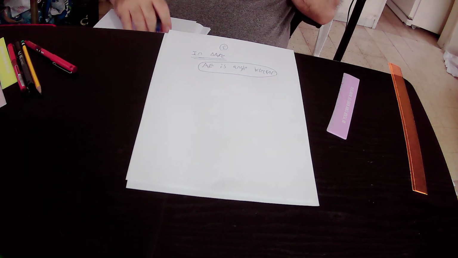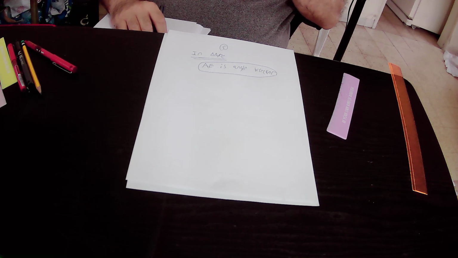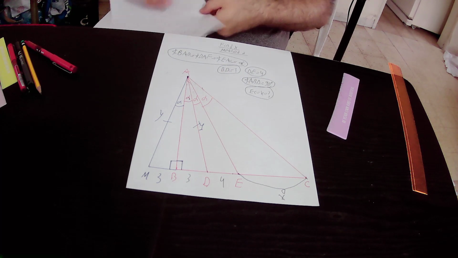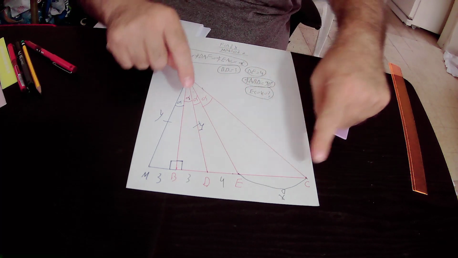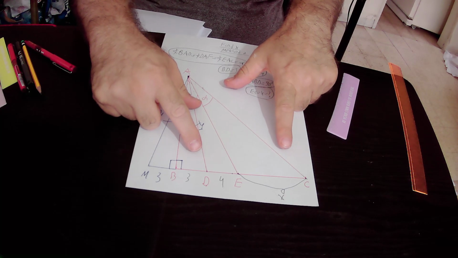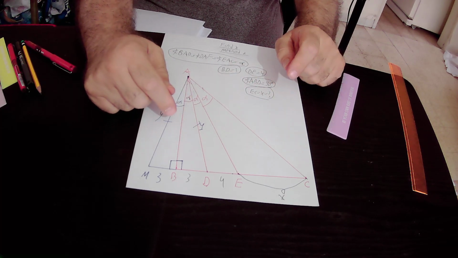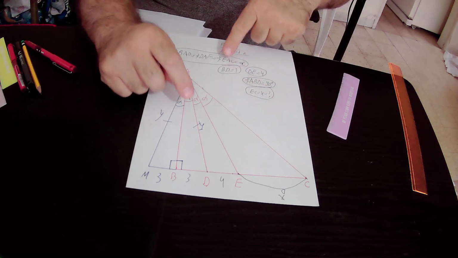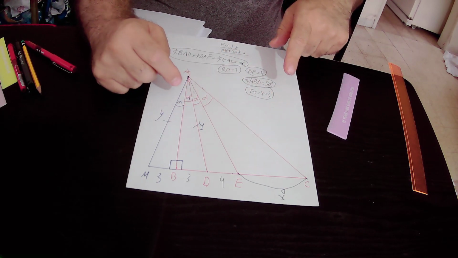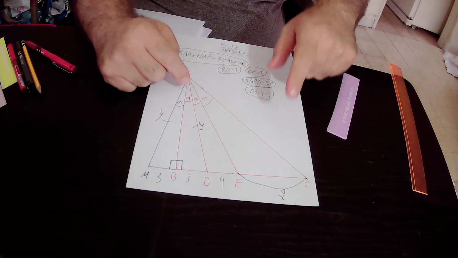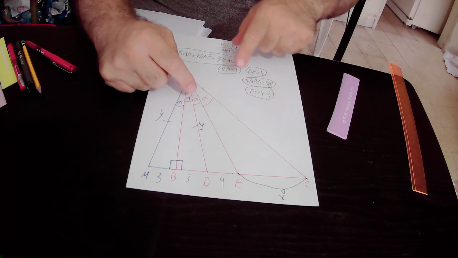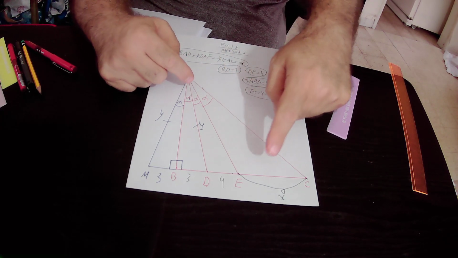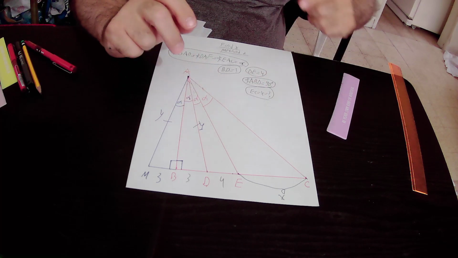On triangle ADC, AE is angle bisector. So why is AE angle bisector on triangle ADC? Because of the fact that AE bisects angle DAC. That is to say, AE divides angle DAC into two equal parts, alpha and alpha. Therefore, AE is angle bisector in triangle ADC.